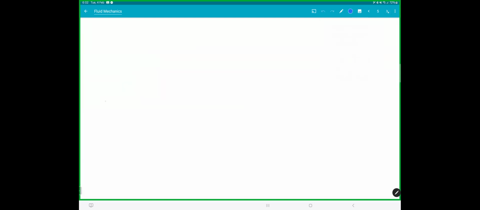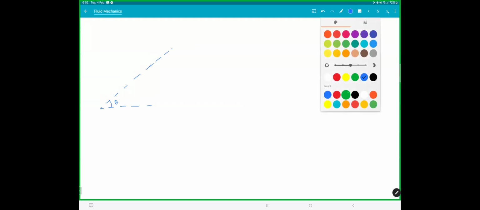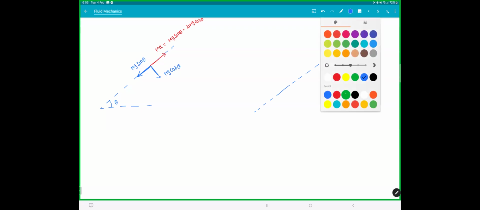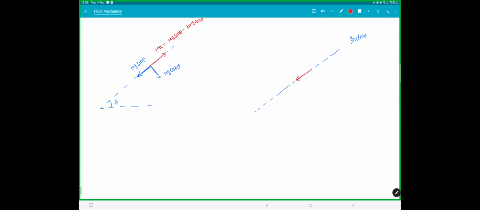Now, let's see. This is theta. If you look at the forces, this is mg sine theta. This is mg cos theta. Same as the previous one, the pseudo force will be backward, ma, which is nothing but mg sine theta minus mu mg cos theta. So if you try to find the resultant of this, this blue line is your incline. The net force would be, this would be mu mg cos theta. So mg sine theta will cancel, we get mu mg cos theta. We will get this thing as mg cos theta. So the net force will be something like this. This black line is your net force.